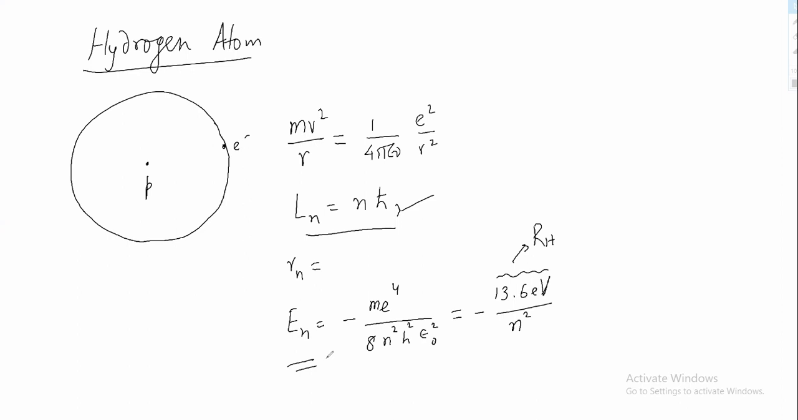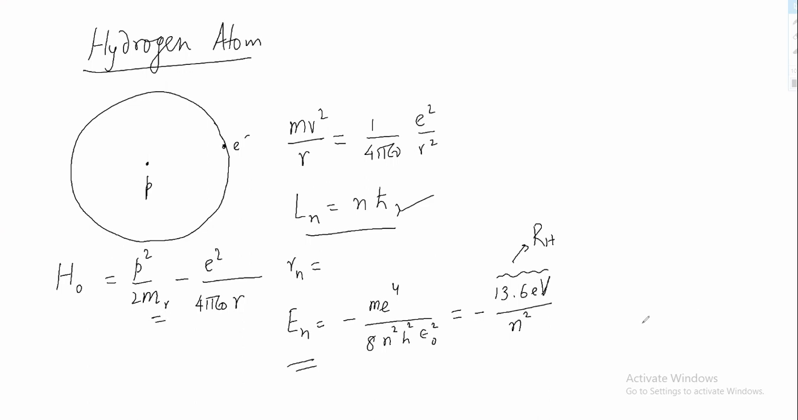Now this is purely based on the concept that the Hamiltonian, I am writing now the unperturbed Hamiltonian, is p square by twice m plus V of r. Instead of V of r, this will be minus e square by 4 pi epsilon naught r.